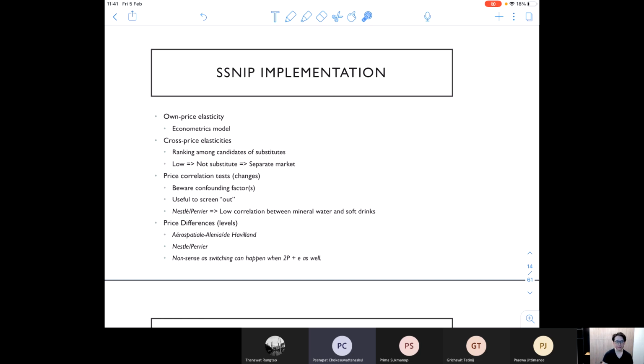It doesn't mean that when the price of this increased, then another price increased. No, okay? But it's useful to screen out. If there's low correlation, right, no relationship at all between the price of one thing and the price of another, then you can safely say that they might not be related. But if there is high correlation, you cannot jump to the conclusion that they are correlated and must be included in the same market. You understand that, right? Okay.